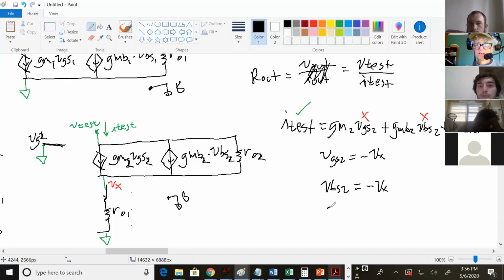Okay. Then there's a trick for Vx. Did anybody figure that one out? You write V test in terms of Vx, and then solve for Vx. There's a pretty straightforward way to find Vx. V test doesn't come into it.